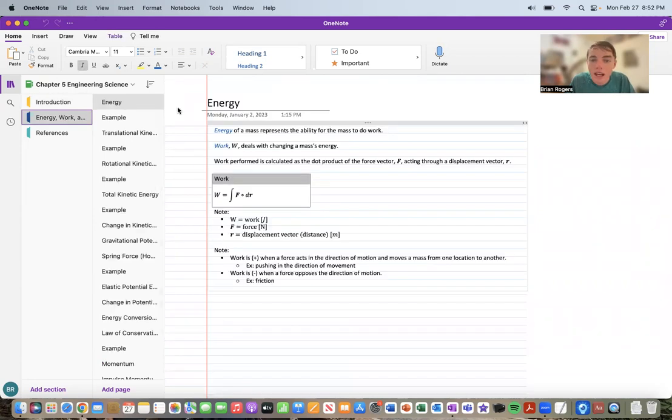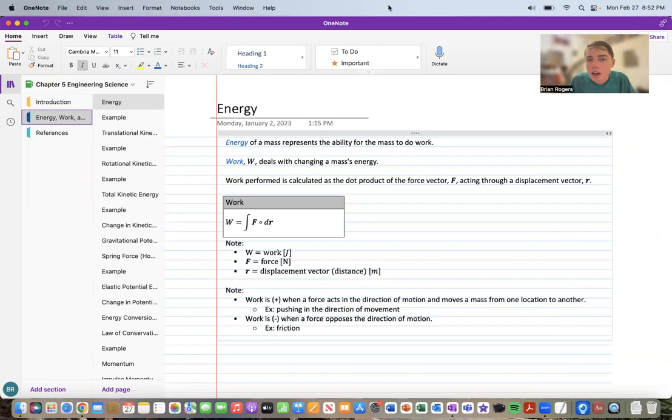So what is energy? So energy of a mass represents the ability for that mass to do work. And so you can think of how much energy we have. And so for humans, if we have a lot of energy, we can do a lot of work. We are able to move around and get things done. And so if we have a lot of energy, we can get a lot done. But if we don't have much energy, we can't do much. And so this can also be applied to objects.